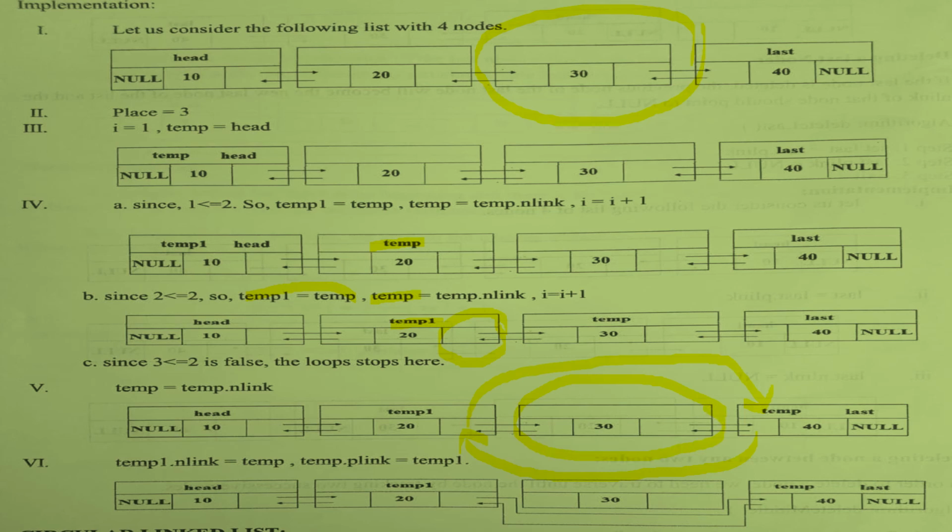See the step temp.nlink equal to temp. Here in nlink I have stored the address of the temp, and in this temp I have stored the address of the temp. So automatically there is no link for this node. It will be deleted from the existing list. In this way we can insert and delete from the double linked list.